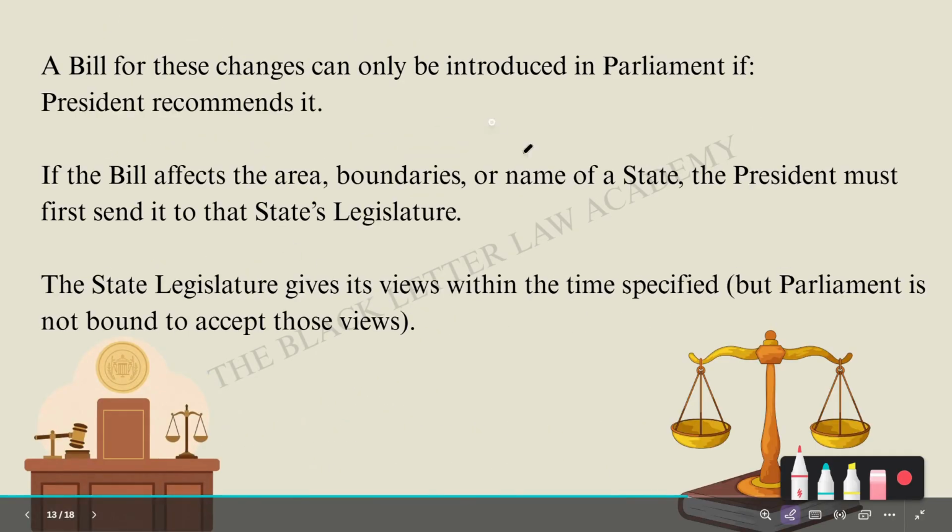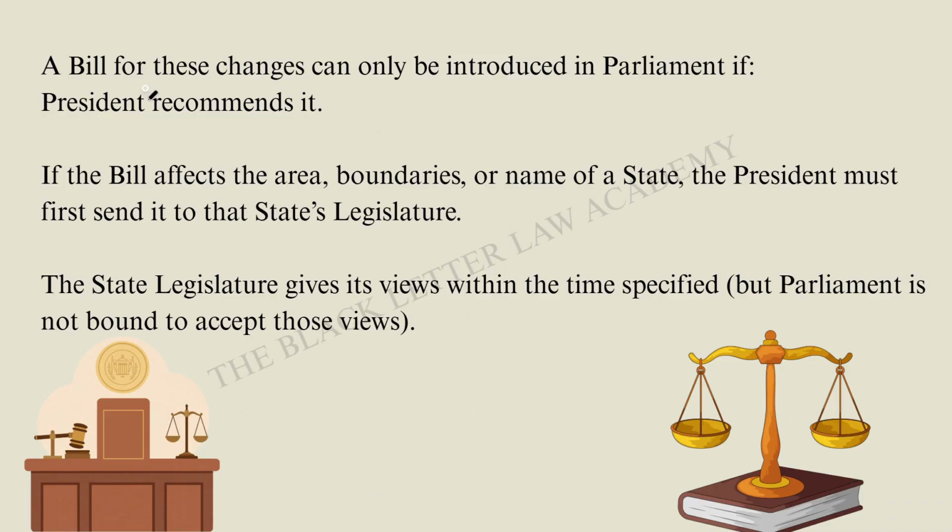Now comes a very important procedural safeguard. A bill under Article 3 cannot be introduced in Parliament freely. First, the recommendation of the President is compulsory. Second, if the bill affects the area, boundary or name of a state, the Parliament must first send the bill to the legislature of that state.